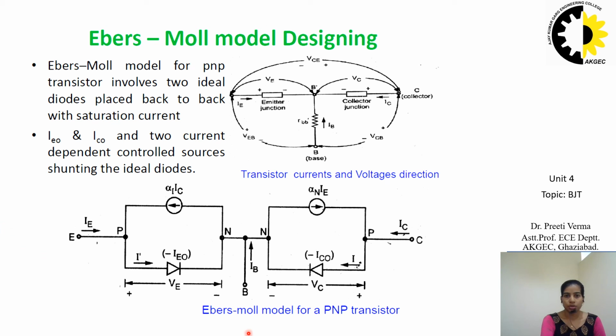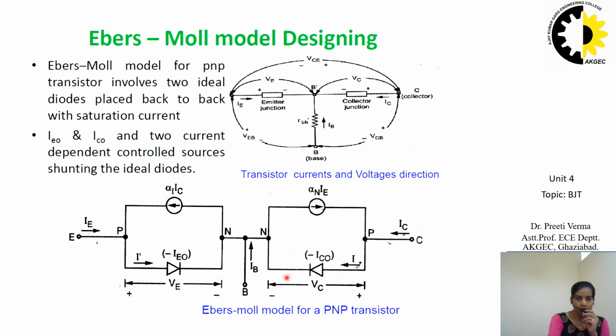If we look into the Ebers-Moll model of the PNP transistor, here we have the emitter terminal, the center one is the base terminal, and on the right hand side we have the collector terminal. Between the emitter and base there is one diode connected, and the current IEO is represented here. On the output side, we have a diode in the opposite direction because we are doing it for a PNP transistor. So the first diode will be P and N connected in this way, and the second will be in reverse, that is from N to P connection.